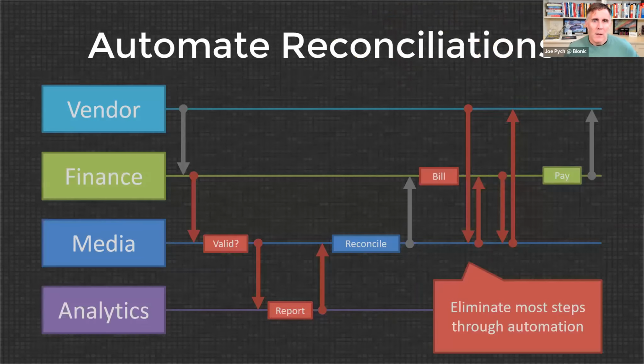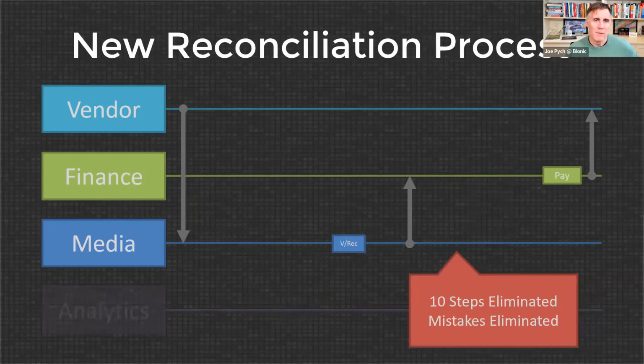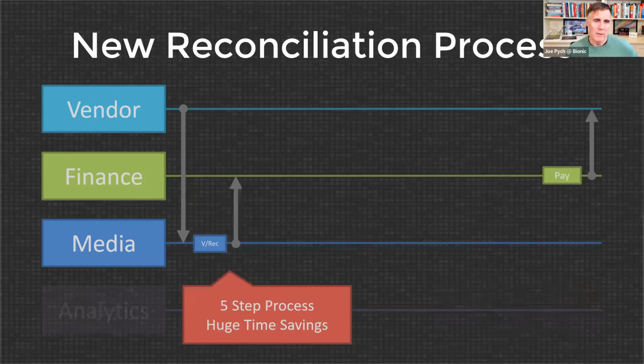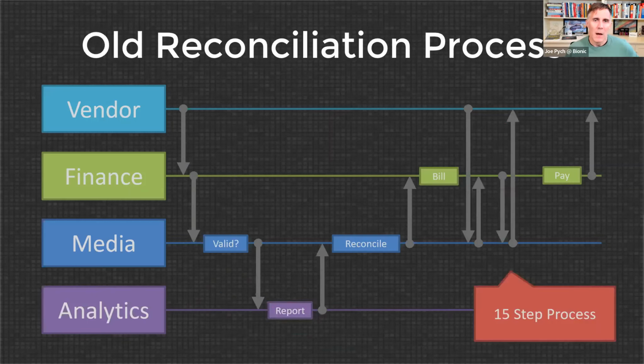So if you look at that, if you have this magic tool available, you can eliminate a lot of these steps. In fact, you can eliminate 10 of these steps and eliminate all the mistakes associated with those steps. And you can really compress this process down so that essentially the bill comes in and it's immediately reconciled and goes right into the finance system without any human intervention.